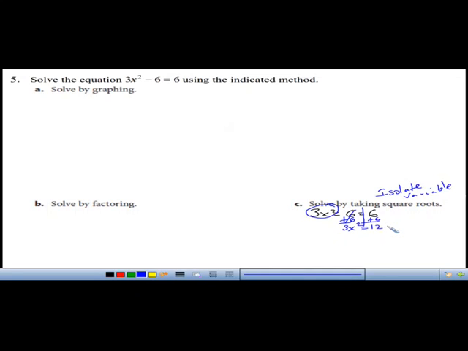Is there something next to x still? Yes, the 3. What is it doing? It's multiplying. How do we cancel that? Divide by 3, divide by 3. 3 over 3 is 1. We're left with x squared equals 4. 12 divided by 3 is 4.